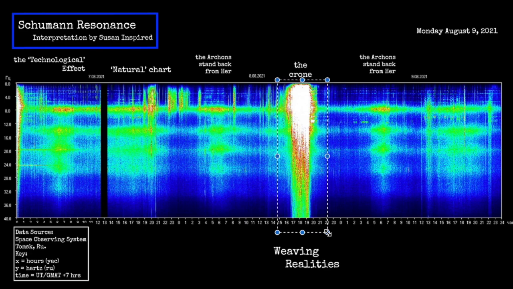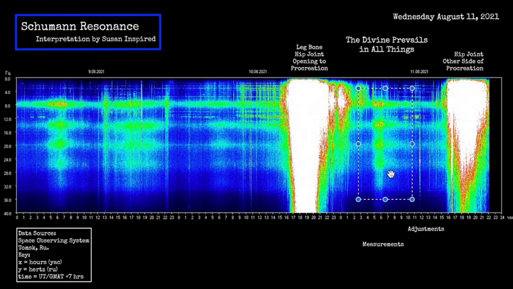The crone is a representative of the divine Mother on earth in her highest forms. She is a representative of Mother Earth herself, of the divine Mother herself in her highest state of being. And this is why the Archons stand back from her. Here's the other archonic influence that I see in the chart.